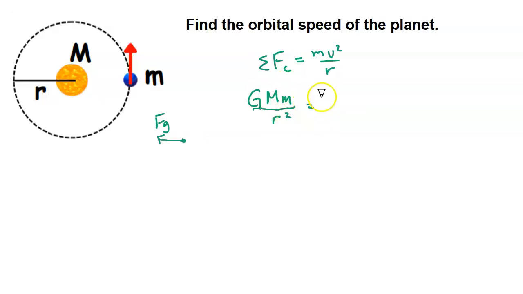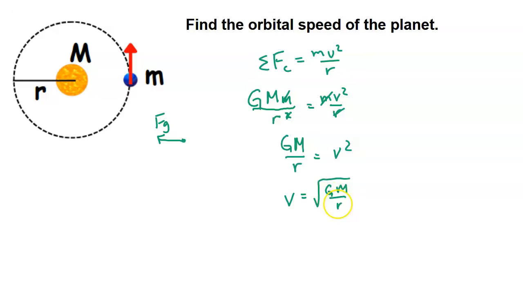Okay, and then we're going to set that equal to mv squared over r. Okay, so what you notice is that one of the m's will cancel out, and one of the r's will cancel out, and that leaves us with big G, the gravitational constant, times M, this is the mass of the sun, divided by r, equal to v squared. And then if we solve for v, we get the square root of big G, big M over r.